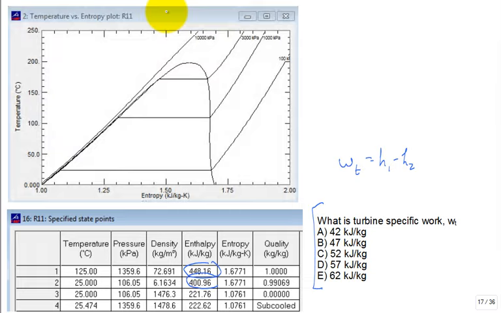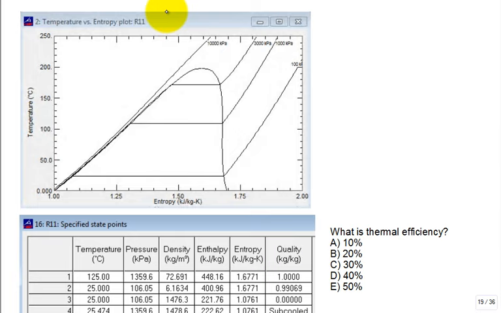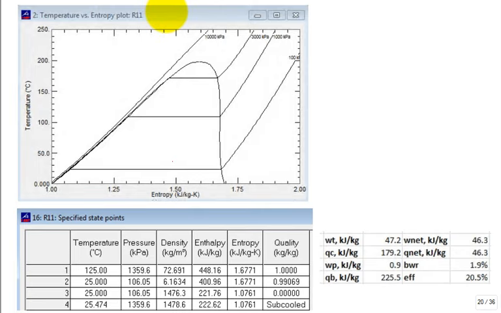True? How would I calculate the thermal efficiency of the cycle? The net work divided by the Q in the boiler. True? All that information is available through those enthalpies. So here is a summary for that R11 where I've computed them. The back work ratio is 2%. The thermal efficiency is 20%. Because you don't have a large delta T, you don't expect high thermal efficiencies.